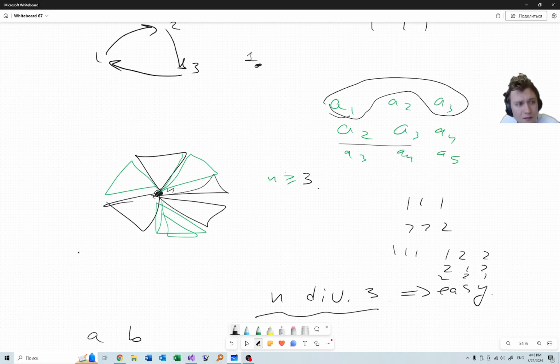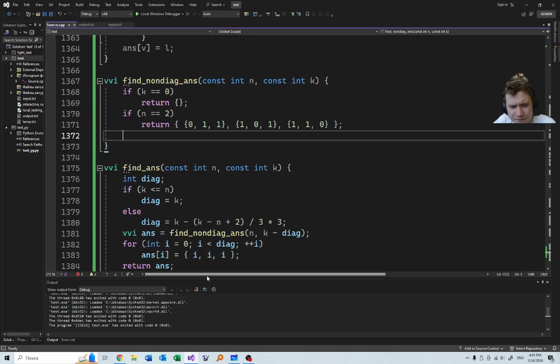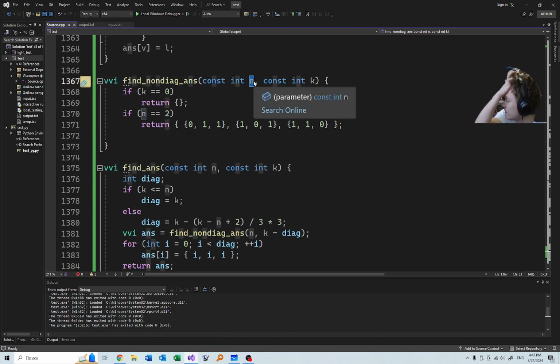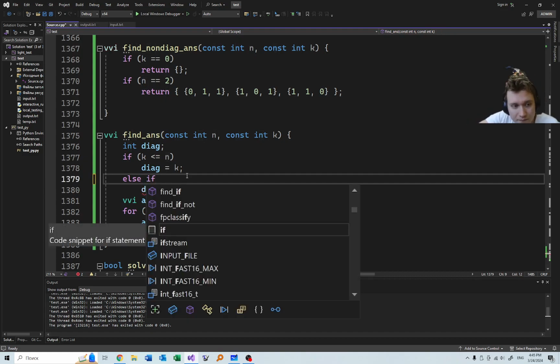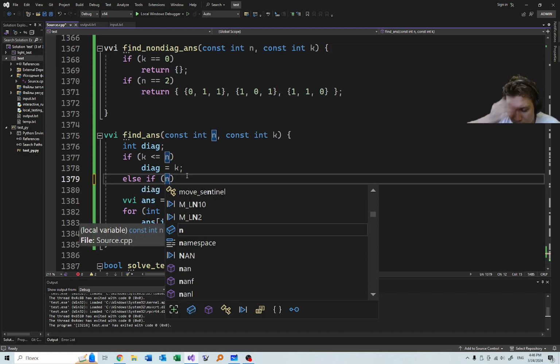Is it true that n times n minus 1 is always 0 or 2 modulo 3? Yes, it's true. Okay, so if n is not divisible by, if n is 2 modulo 3, so n, you know what? I understand. I see sometimes we have a tricky case.